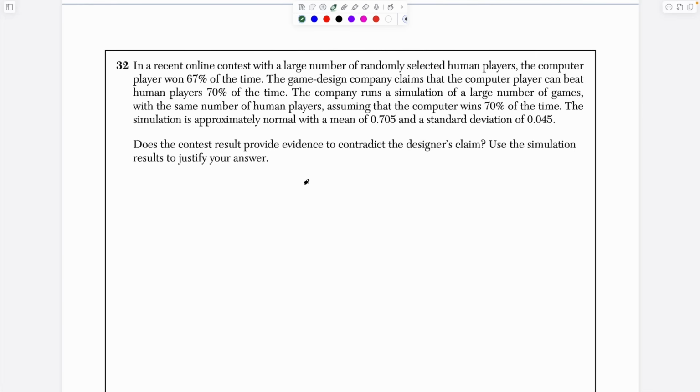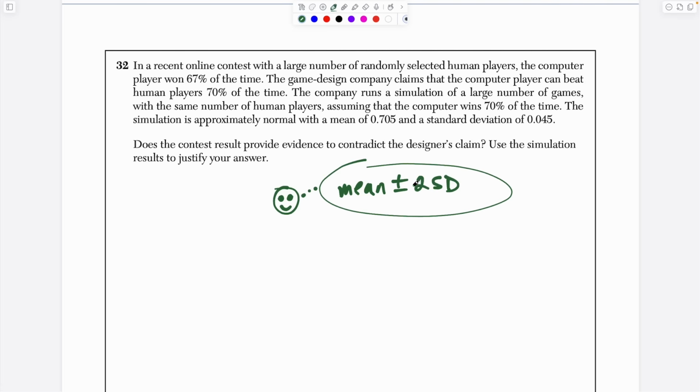So these questions have a whole lot going on. But when I read this, all I'm really thinking about is we have the mean plus or minus 2 standard deviations. This tells you where the middle 95% is, our confidence interval. And the whole strategy with these questions is to see if the value that just showed up in the real world, in this case the computer player won 67% of the time, falls in this confidence interval. But it's based on the simulation. So the simulation is the part that we have to really use to build our justification here.